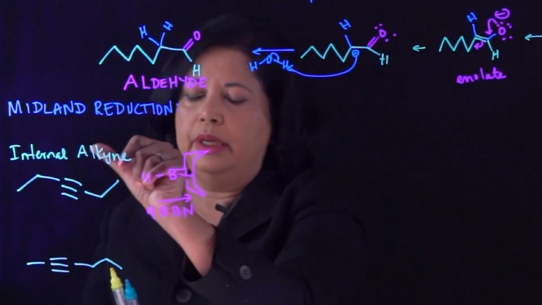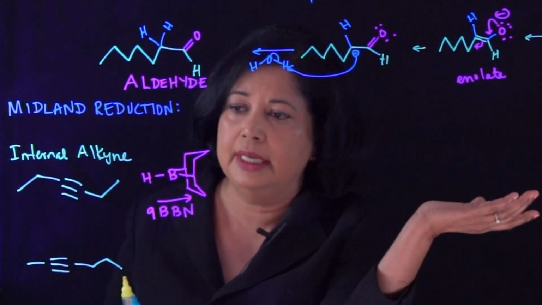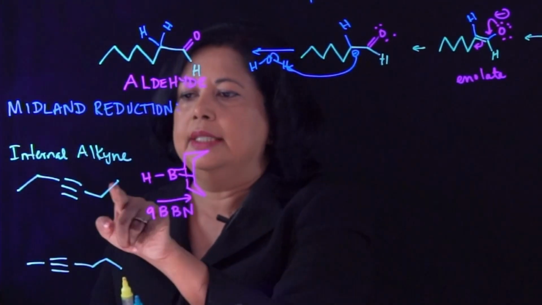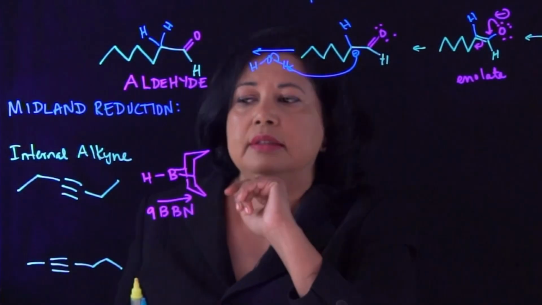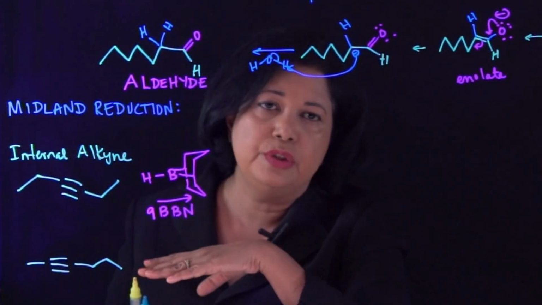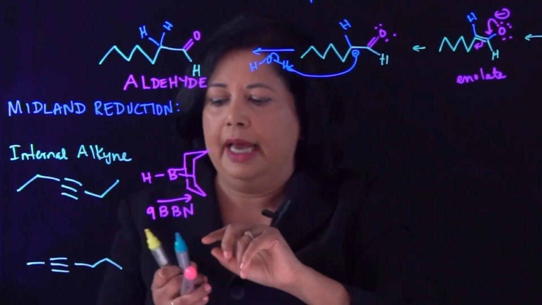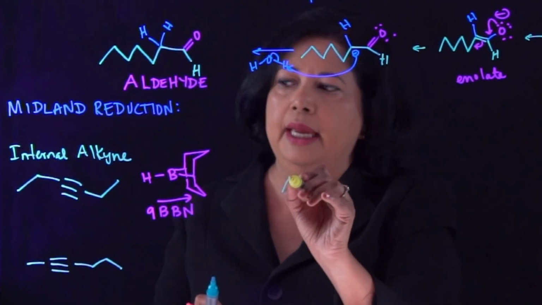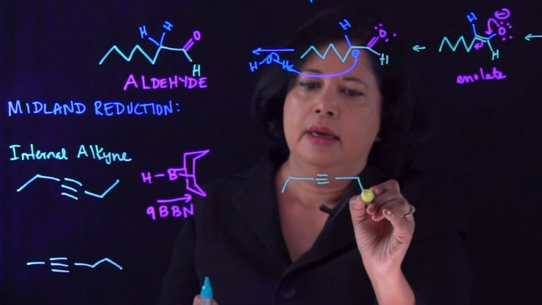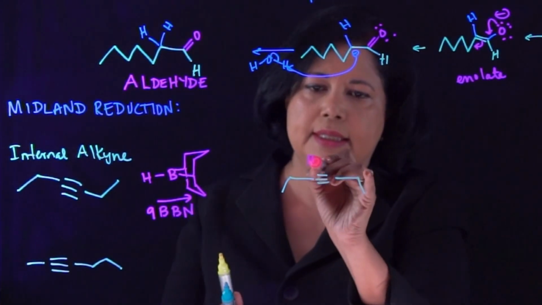It's going to sit over here, but does it have a preference now? Both sides are going to be pokey. So it's going to sit on both sides. It really doesn't have too much of a choice here. So you would have 9-BBN sitting like this.